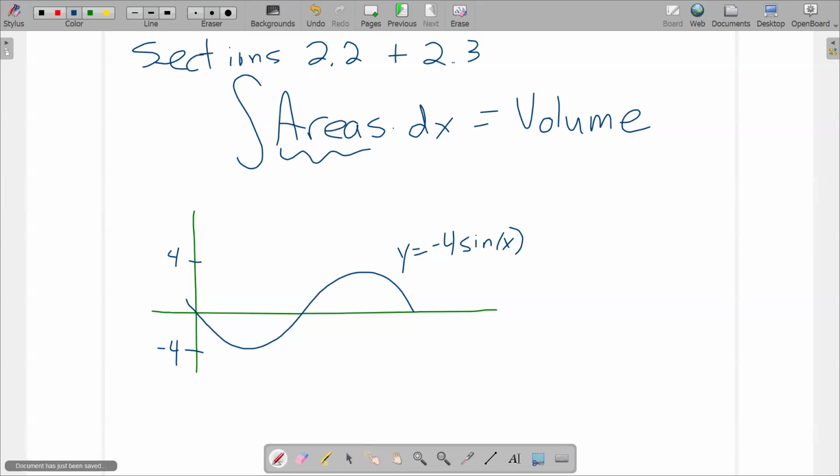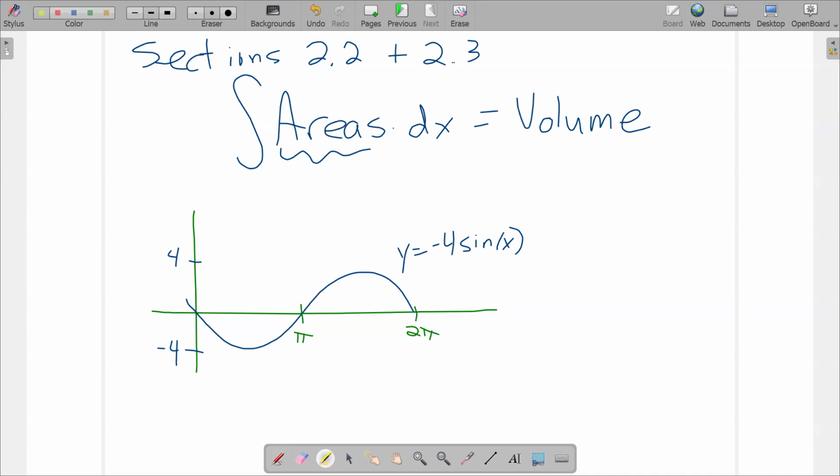Okay, so again, we're continuing the theme of collecting areas, integrating with respect to x or y. That's going to give us a volume. Here I have -4 times the sine of x. And what I want to do with this one right here is it still has a period of 2 pi. So over here, this would be pi, finishes its period here at 2 pi.